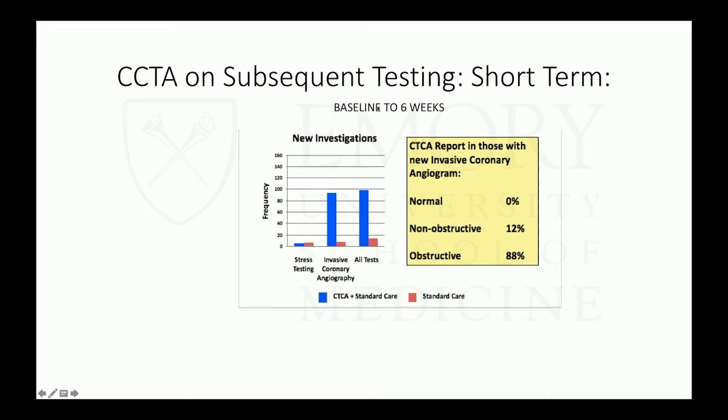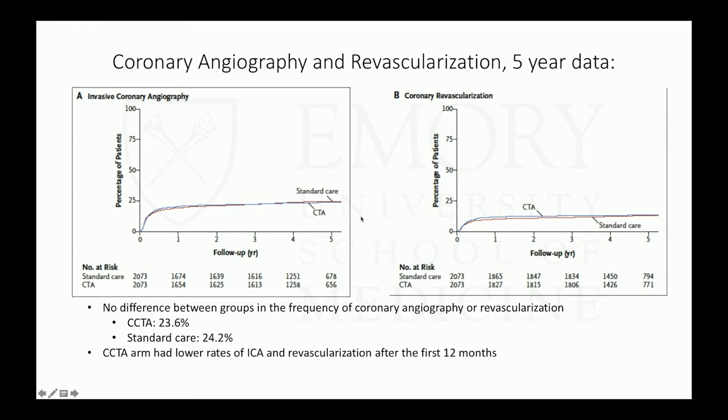Now, testing in the short term is going to be higher in CCTA, and I think that's what SCOT-HEART clearly showed. But when you look at long term, the difference in revascularization, the difference in referrals for cath are going to essentially be the same. In fact, in the CTA arm, it's not statistically significantly different, but it was actually lower at 5 years.